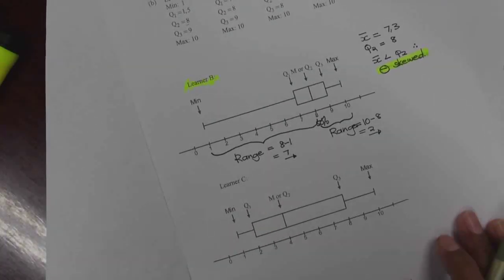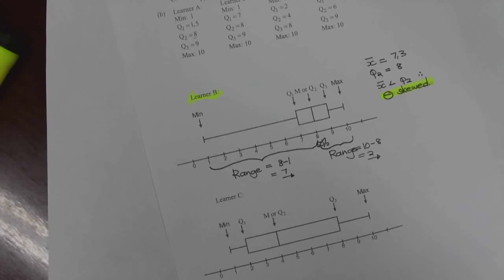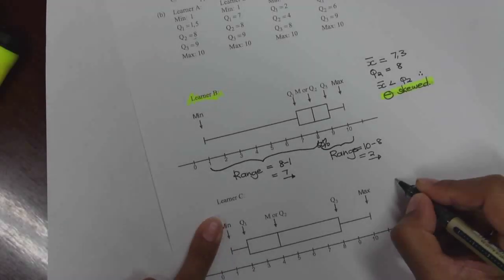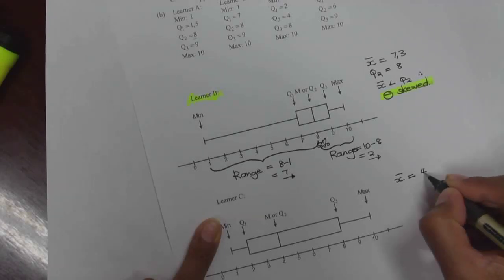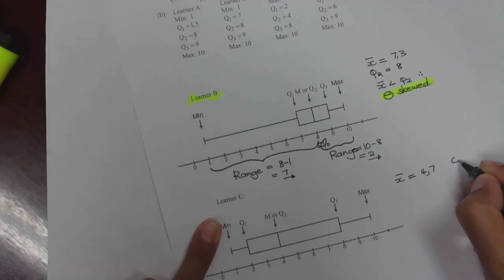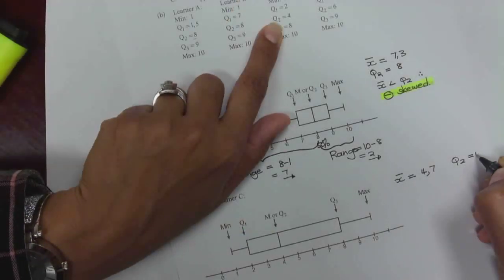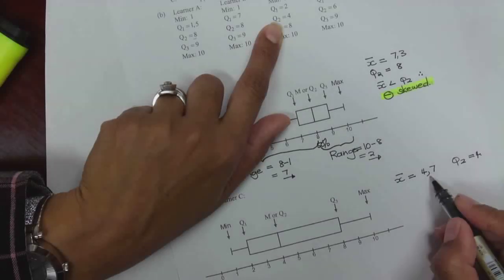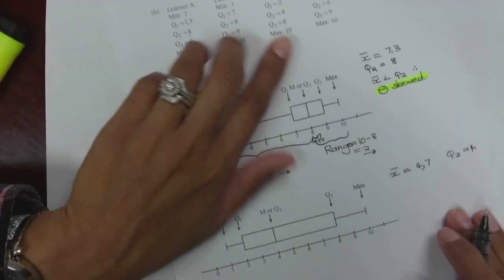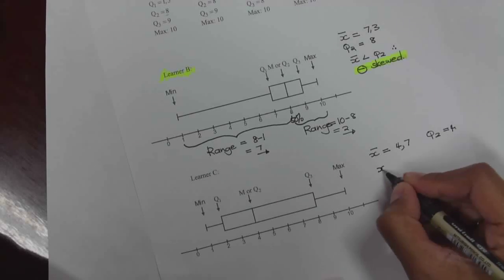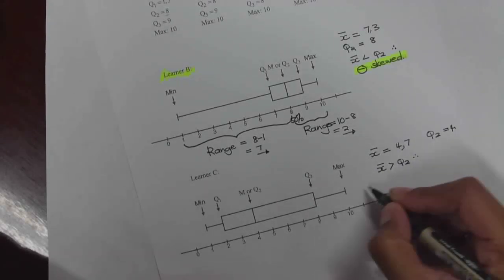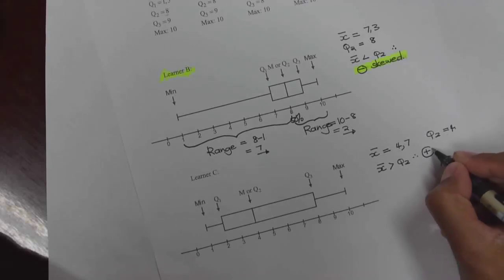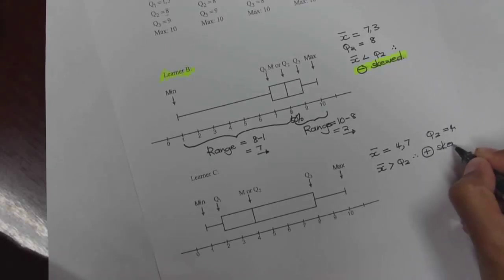Right, so let's look at learner C. So let's start by summarizing here. Learner C, your mean is 4.7. Your Q2 as worked out for learner C is 4. Right, so straight away you can see your mean is greater than your median. So your mean is greater than your median. Therefore, this data set is positively skewed.